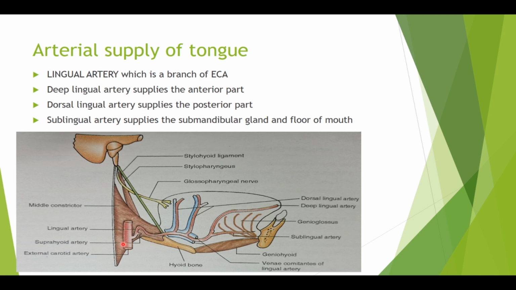So, the lingual artery gives its branches in the form of the dorsal lingual artery supplying the posterior part, and the deep lingual artery which supplies the anterior part of the tongue. Then there is the sublingual artery also which supplies the submandibular gland and the floor of the mouth. See here.